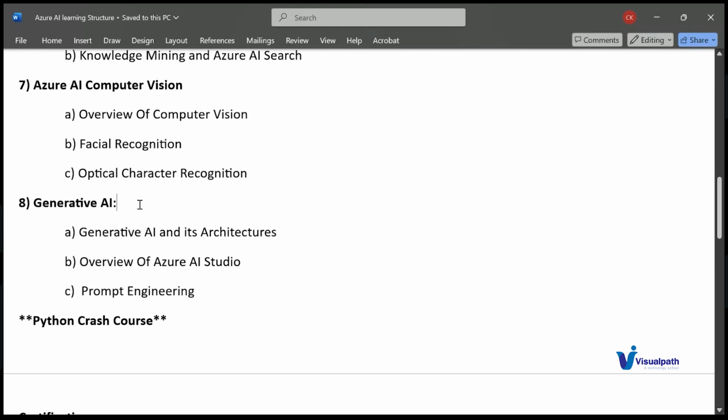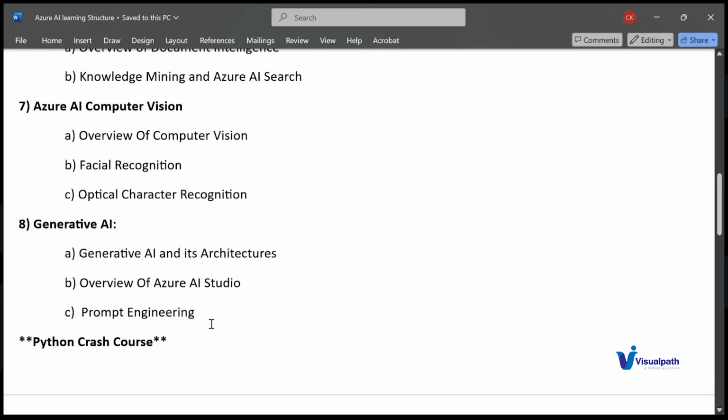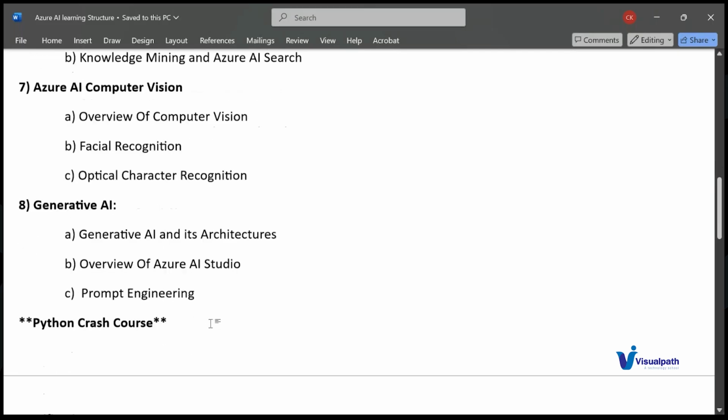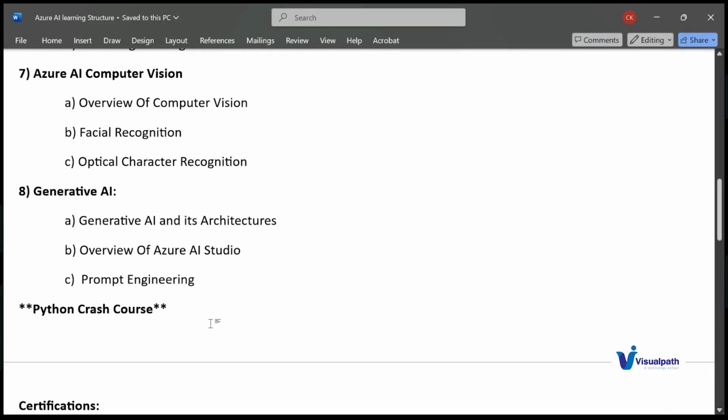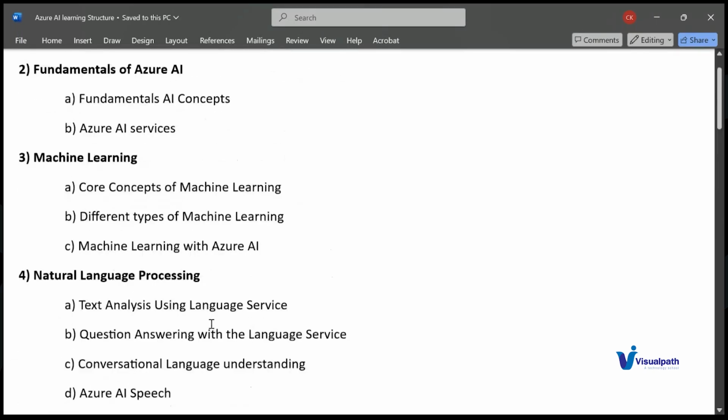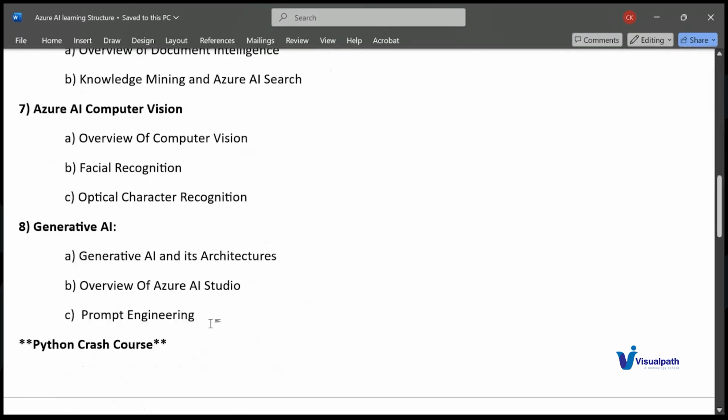Okay, so that is the reason why we also have a 1 week course on Python, which will teach you the Python crash course, which is important for you, and you can directly apply the learnings of Python on the above topics. Okay, so for that, whatever is needed to implement the projects, you'll be learning everything in the Python crash course. So this is the entire structure of the Azure AI course.